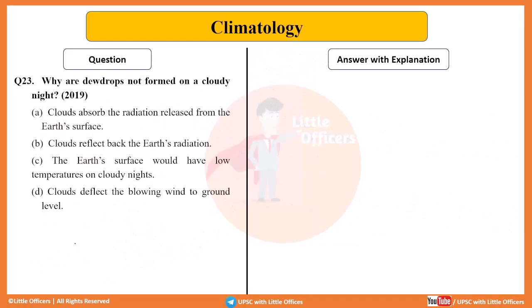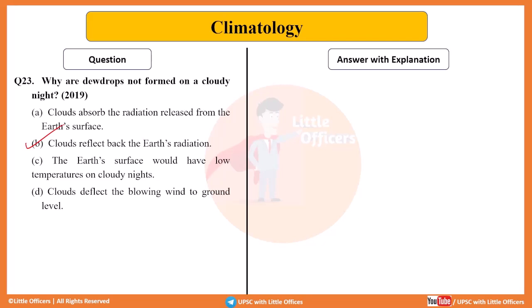Only one statement is right. Then, why are dewdrops not formed on a cloudy night? When there is a cloudy night, the clouds are going to reflect back the Earth's radiation, which is going to warm once again. So when the warmer conditions are there, dewdrops will not happen because it won't lead to saturation, or the dew point won't be reached. So that is the reason why. The answer is direct: clouds reflect back Earth's radiation.